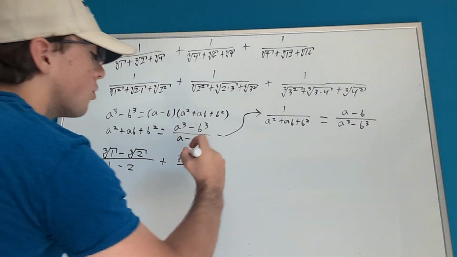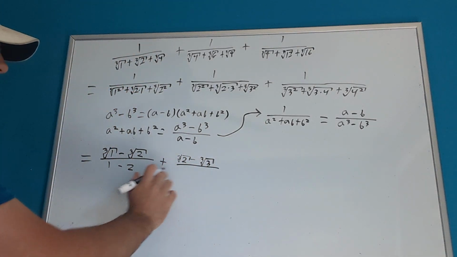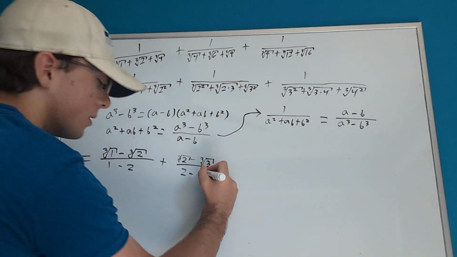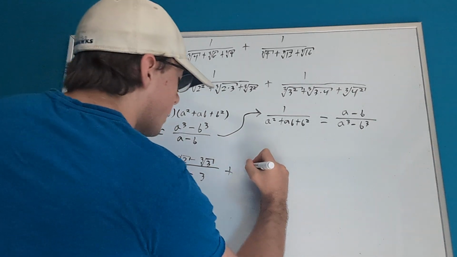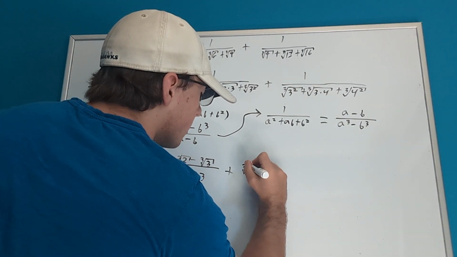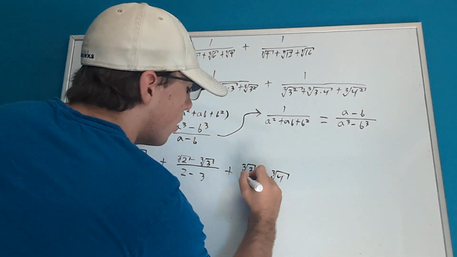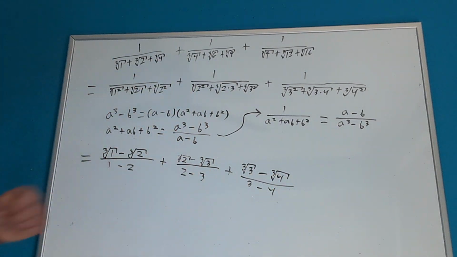minus, then we have the cube root of 3. Then we have the cube root of 2 cubed, which is 2, minus the cube root of 3 cubed, we have 3. Then we just do that one more time, and we get the cube root of 3, right, minus the cube root of 4 over 3 minus 4, right? I encourage you to check that that's correct.